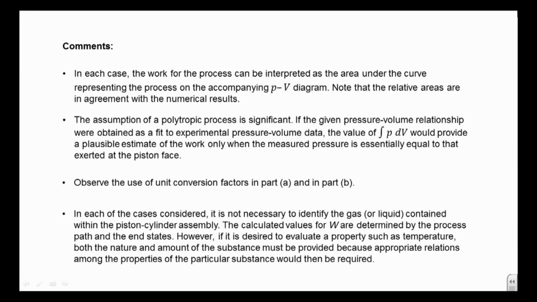In summary, in this example, we have learned about evaluating the expansion work of a gas in a piston cylinder assembly between set initial and final states while undergoing a polytropic process. We evaluated this work under 3 different scenarios characterized by 3 values of the exponent n of the polytropic process. This concludes the step-by-step solution of the example entitled Evaluating Expansion Work.